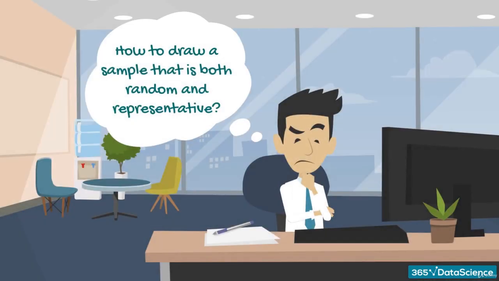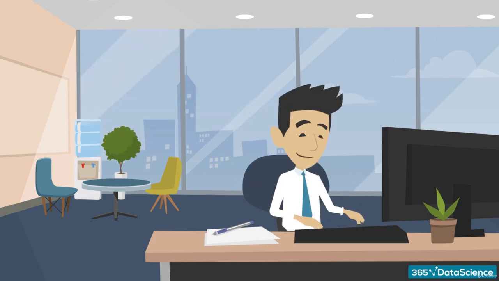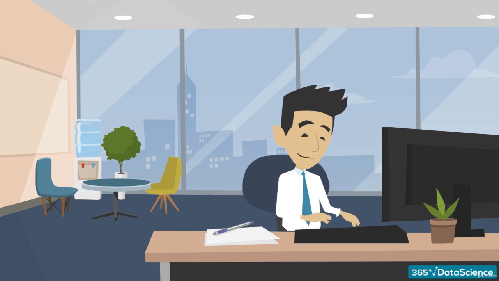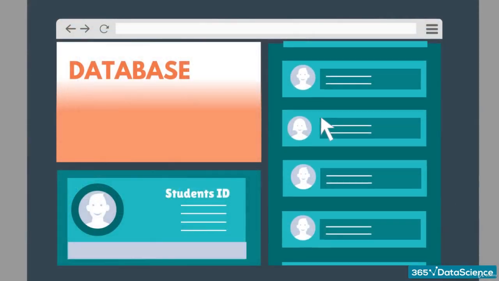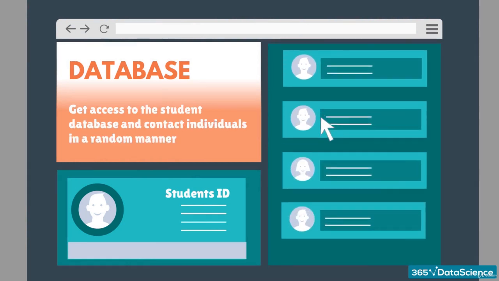Okay, you must be wondering how to draw a sample that is both random and representative. Well, the safest way would be to get access to the student database and contact individuals in a random manner. However, such surveys are almost impossible to conduct without assistance from the university.